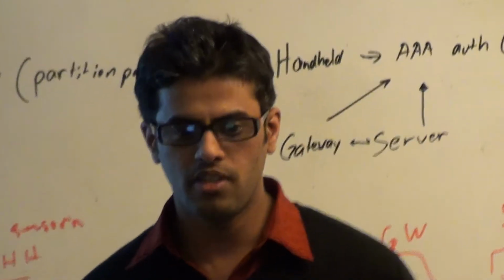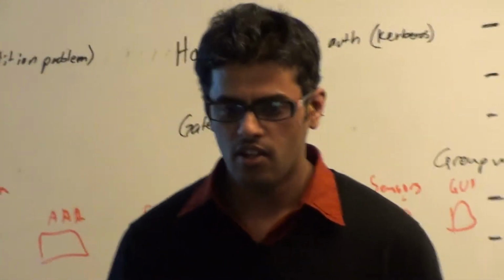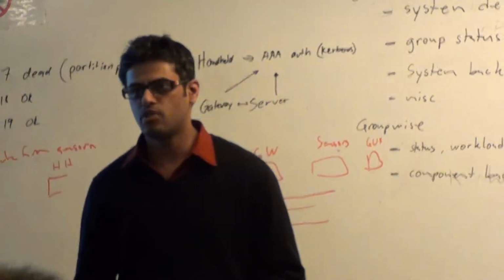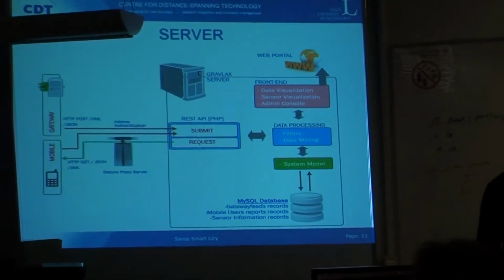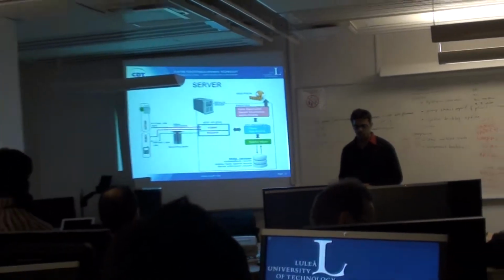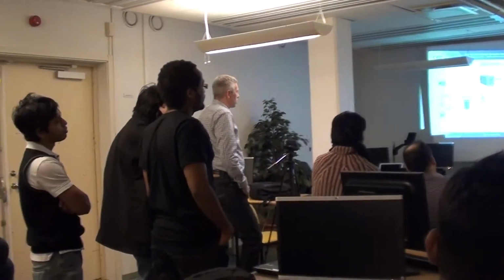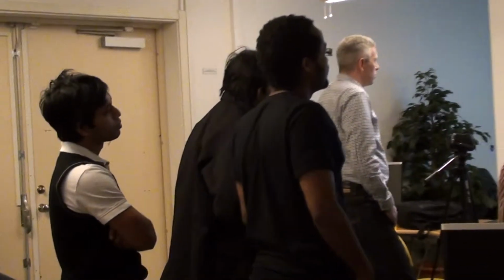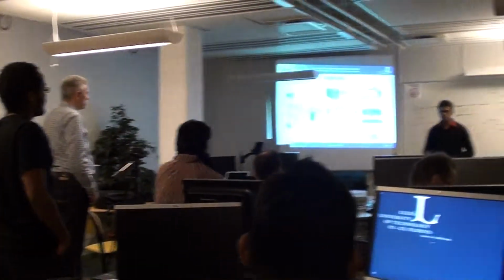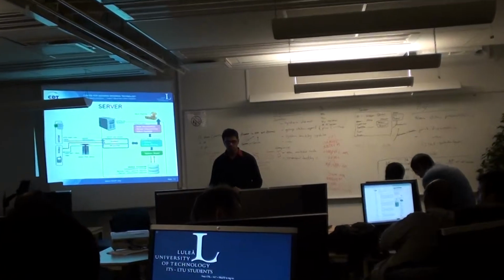When we come back to this architecture of the server, there are two things that are connected over HTTP. One is the mobile, one is the gateway. We make use of REST protocol APIs, and with these REST APIs we are using POST and GET to submit and request the information. On the other side of the server, we have data visualization, sensor visualization, and admin console. With the admin console, as you saw, you can view the information of the sensors on the map and see their temperatures.